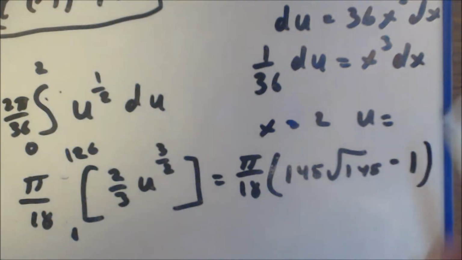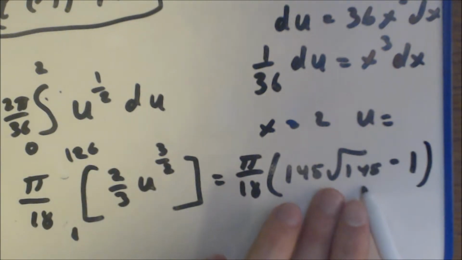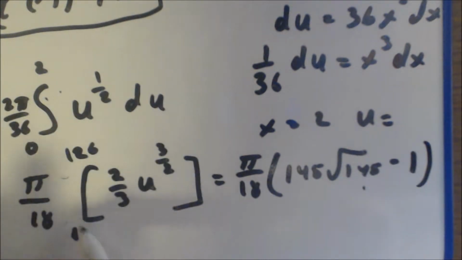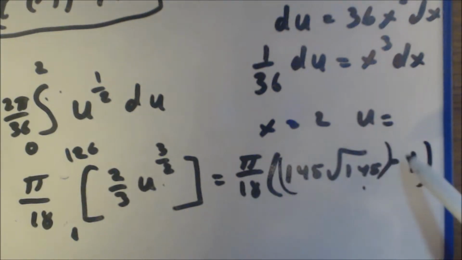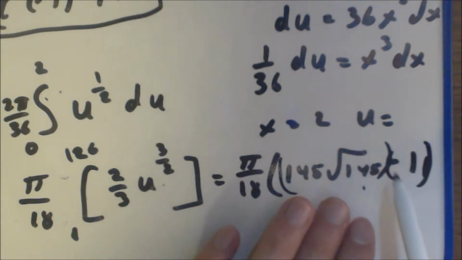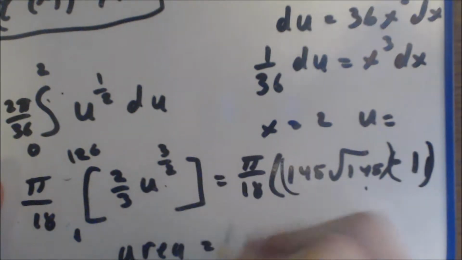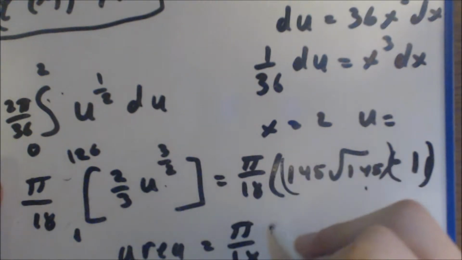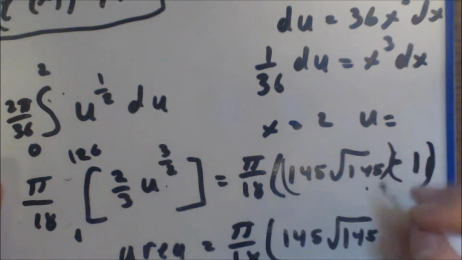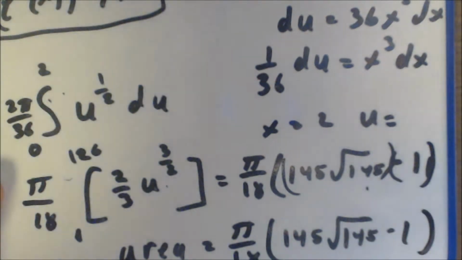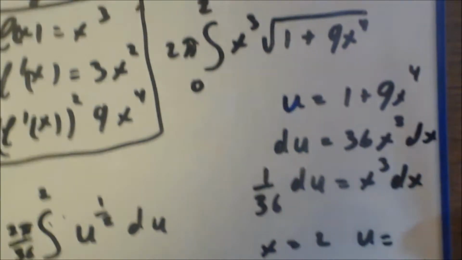Yeah, it looks like the answer, because remember when you integrate, we're plugging in the 126 into where the u is. That will give us this, and then we're subtracting just the 1, because we're just plugging 1 into that. So I should probably put these two in separate parentheses just so you can visualize it. But this is technically the answer right here. So the area is equal to pi over 18 times 145 times radical 145 minus 1. So this is the answer for the area of this function right up here.